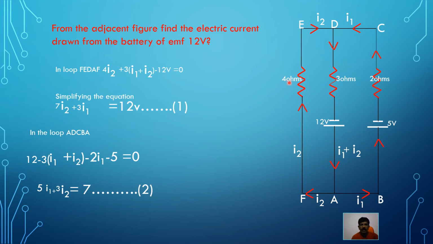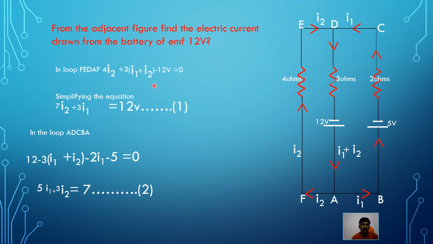Next, at the resistor, the potential difference is V equals IR. How much current is flowing? I2 current is flowing. What is the resistance? 4 ohms. So 4 into I2 is 4I2. Next, another component with resistance 3 ohms is present here. How much current is flowing? I1 plus I2 current is flowing. So the resistance is 3 ohms. As per Ohm's law, V equals IR, that is 3 into (I1 plus I2).